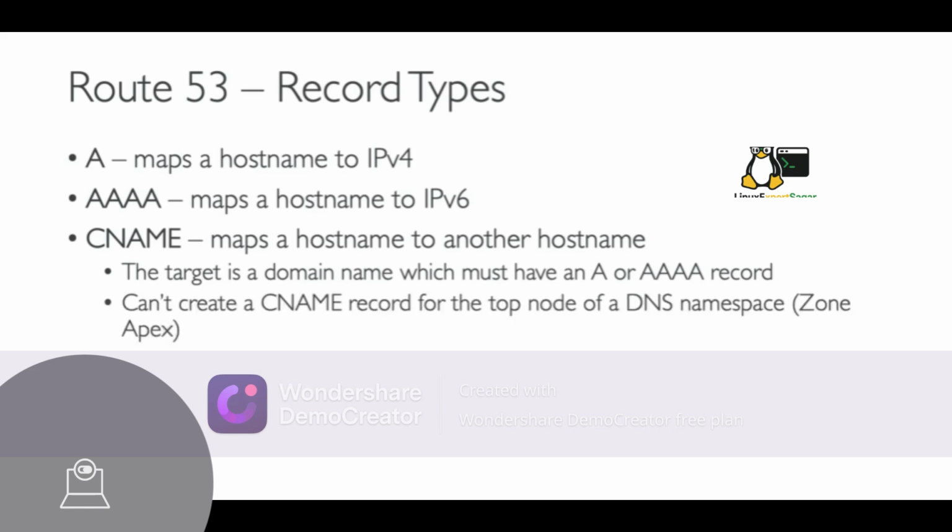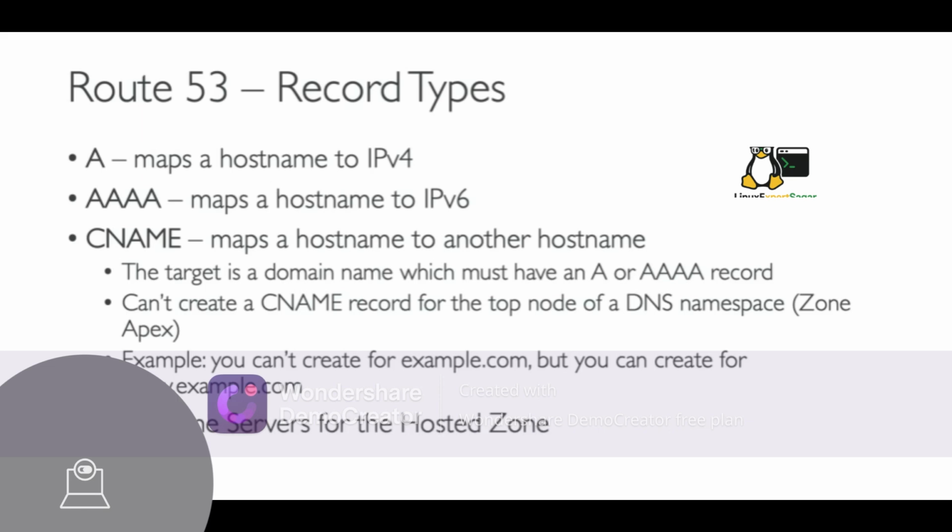You cannot create CNAMEs in Route 53 for the top node of a DNS namespace, the zone apex, and we'll see in a future lecture how that works. For example, you cannot create a CNAME for example.com, but you can create a CNAME record for www.example.com. We'll see how we can deal with this in a future lecture. And then finally, NS is for the name servers of the hosted zone. They are the DNS names or IP addresses of the servers that can respond to the DNS queries for your hosted zone. And this controls how traffic is routed to a domain.